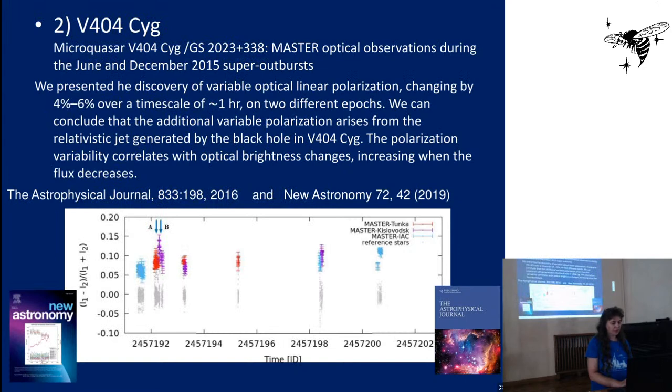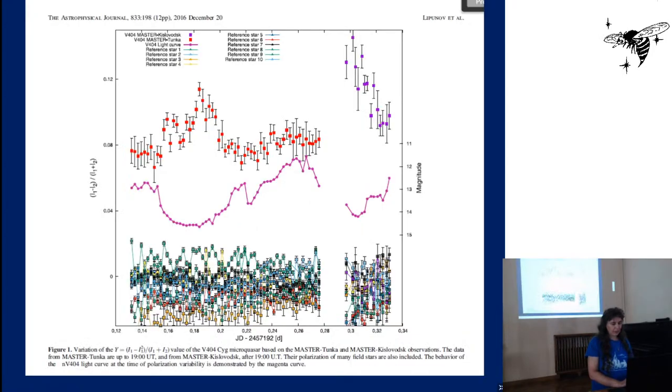The next main result at MASTER IAC is V404 Cygni polarization variability detection in the observations in 2015, when this microquasar was in a bright active state. Here you can see the optical polarization variability episode that was observed at MASTER Kislovodsk and MASTER Tunka, one of the episodes of our detection. And you see that when the microquasar goes down in luminosity, the variability of polarization grows.